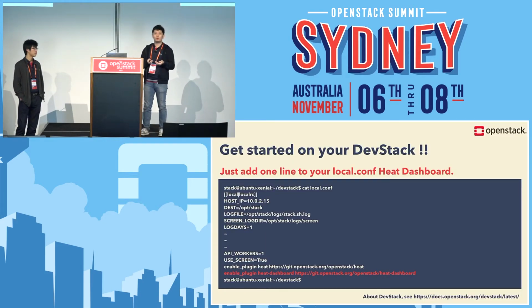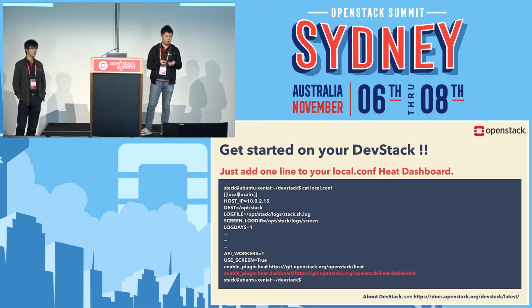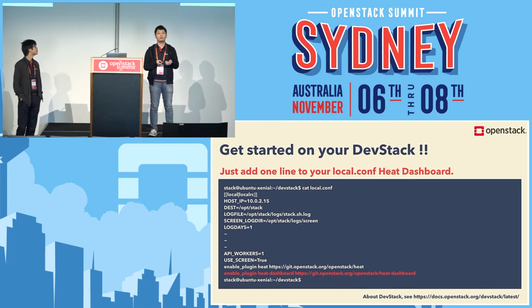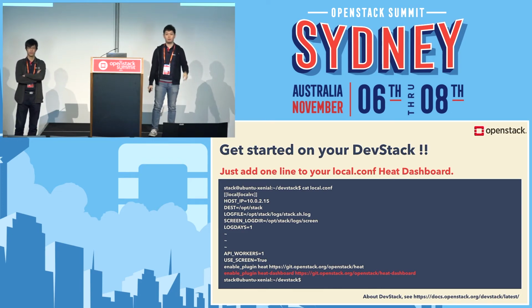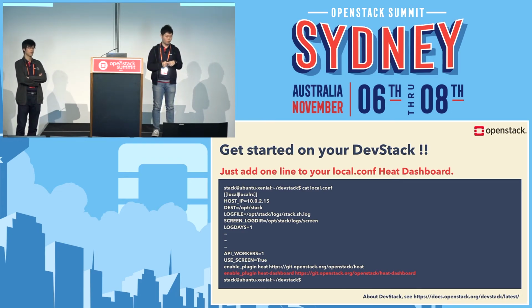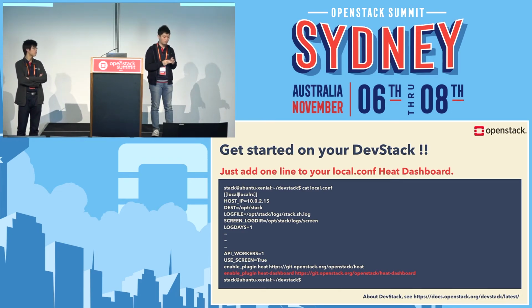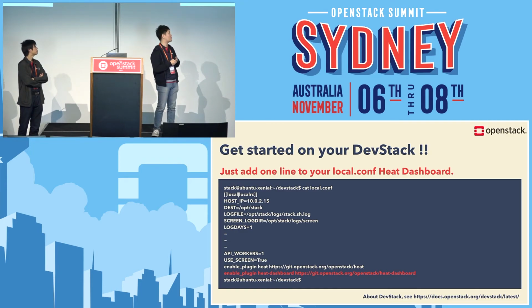This is an official project of OpenStack, and we already created the repository on git.openstack.org. And also, we already support DevStack. So it's easy to run. Just add one line in your local.conf. Please enable the plugin, heat-dashboard, and the following URL. That's quite easy. Don't forget heat itself.